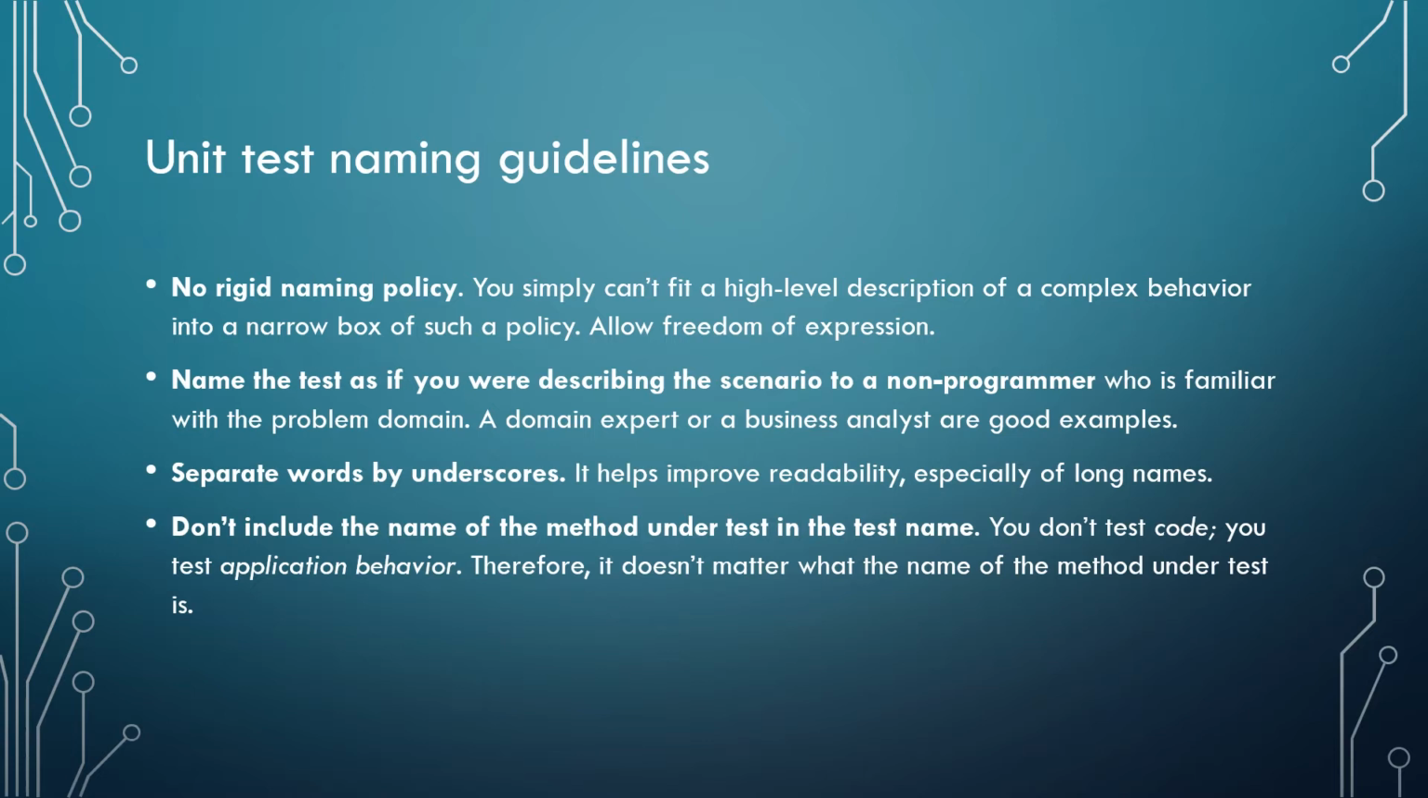Do not include the name of the method under test in the test name. You don't test code, you test application behavior. Therefore, it doesn't matter what the name of the method under test is. Also, you could be changing the production code. The unit test should just be verifying that the business requirements are still met.